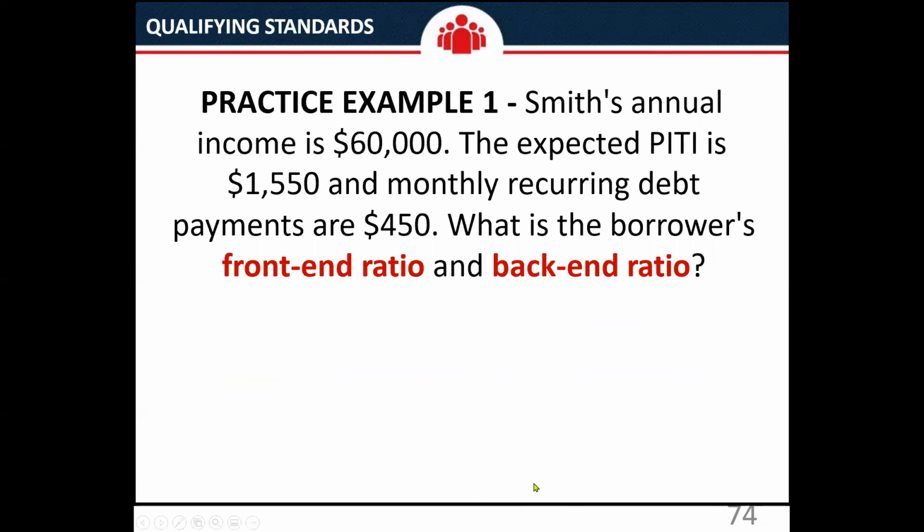Smith's annual income is $60,000. The expected PITI is $1,550. The monthly recurring debt payments are $450. What's the borrower's front end ratio and the borrower's back end ratio? I'll give you time to calculate that. If you've got an answer, post it in the chat, and I will review it with the others.